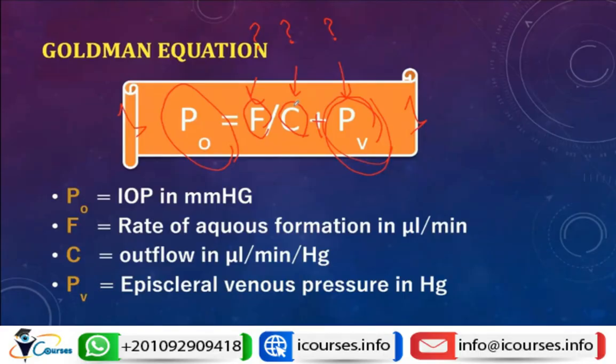Or if there is any mass or pressure from behind the eye that will cause an increase in the intraorbital pressure and increase the episcleral venous pressure, this should be removed first, because there is no meaning to decrease aqueous formation or increase the outflow if there is a mass, carotid cavernous fistula, or whatever lesion that will cause much increase in the episcleral venous pressure.